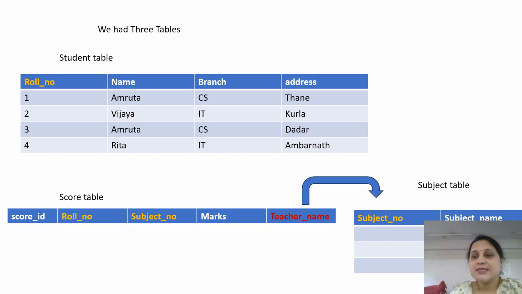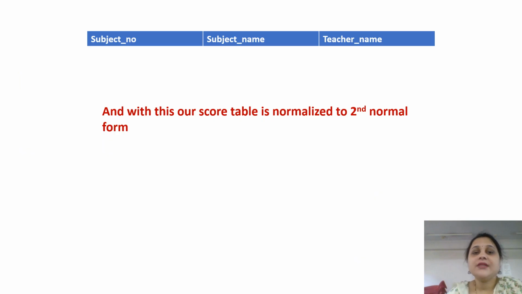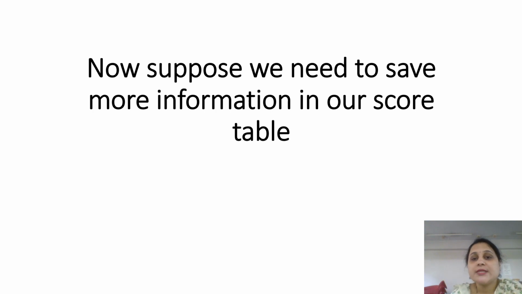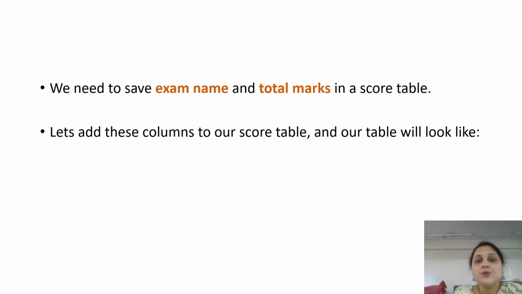Now we will continue the same example, and with this our score table was normalized to second normal form. Now suppose we need to save more information in our score table. Let's check what it is. We need to save the exam name and total marks in the score table. We are going to add two more columns, the exam name and total marks, to the score table.